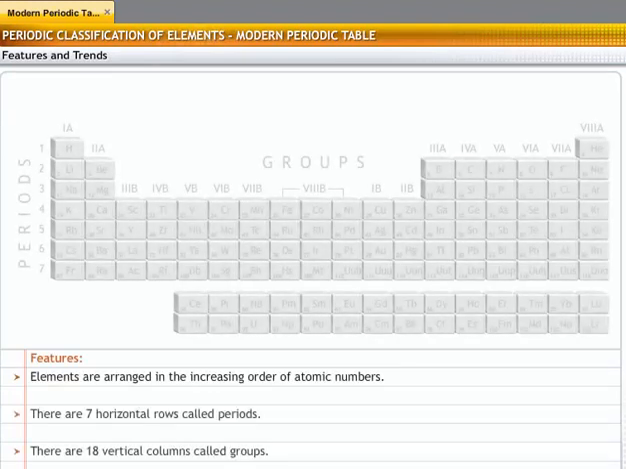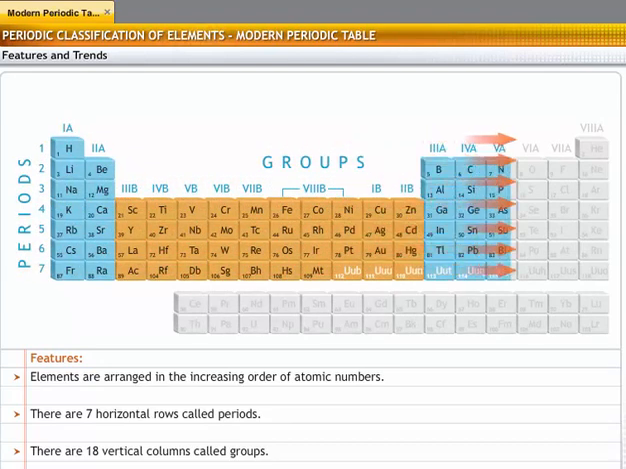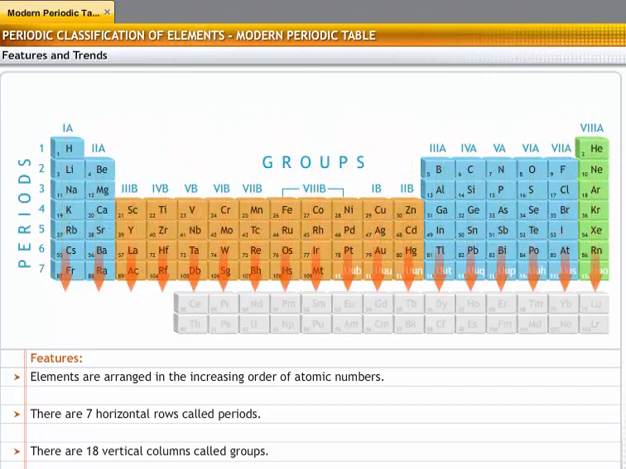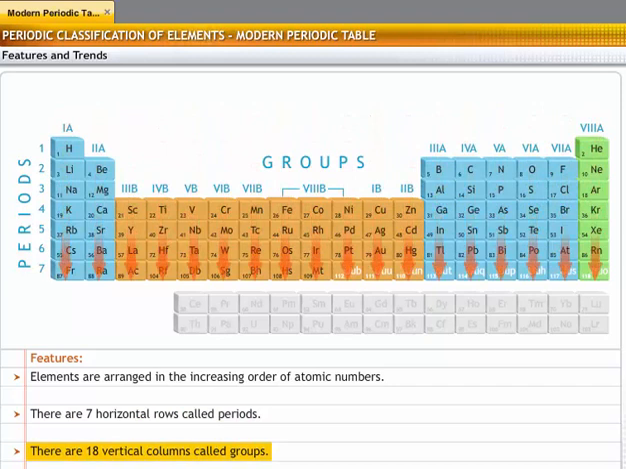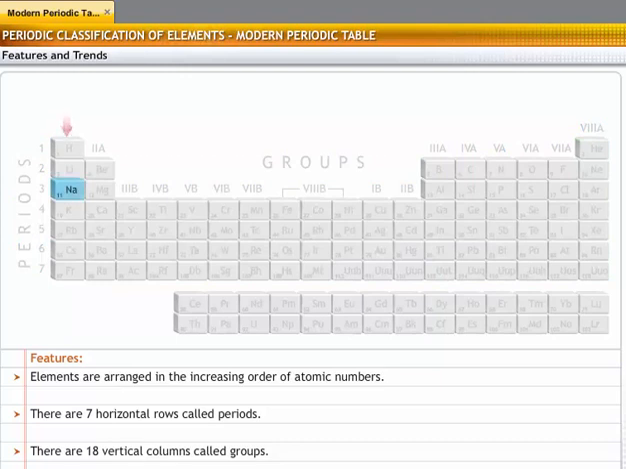Let's examine the features of the table. Elements are arranged in the increasing order of atomic numbers. Horizontal rows in the periodic table are called periods, and vertical columns in the table are called groups. Elements in the modern periodic table are arranged in 7 periods and 18 groups. You can locate an element in the periodic table by referring to the relevant period and group. For example, sodium belongs to the first group and the third period.